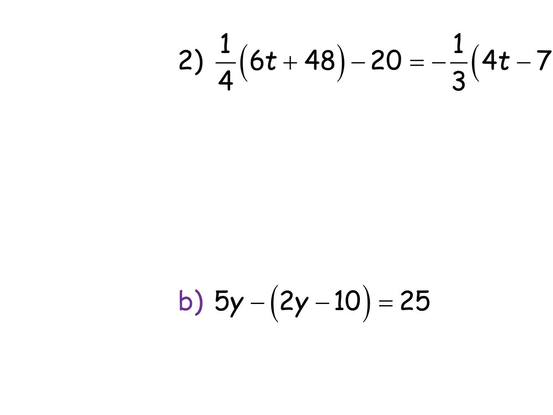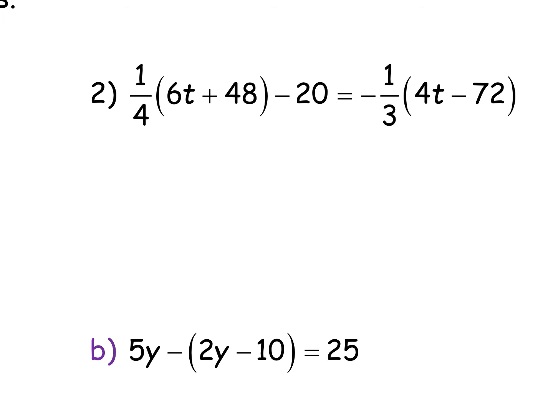Let's go over here. Okay, now we have some fractions. I'm not going to distribute this because 4 does not go into 6. That's ugly, right? 3 doesn't go into 4. I'm going to get rid of my fractions first, right? So what does both 4 and 3 go into? 12. So I'm going to multiply the whole equation by 12. That's going to get rid of my fractions.